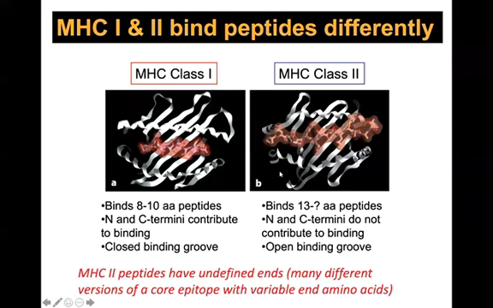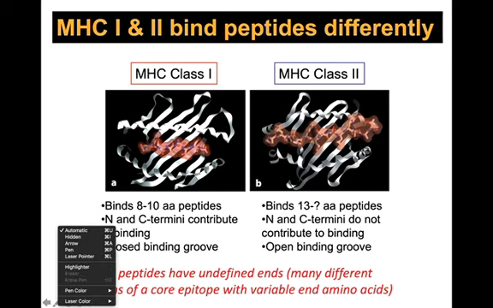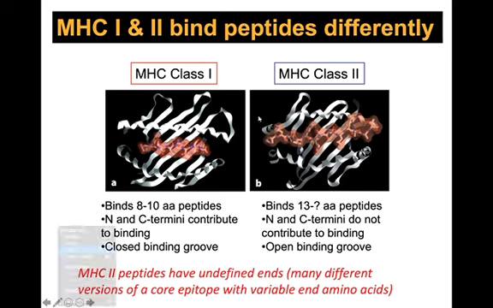Okay, and so because of that, MHC2 peptides typically have undefined ends, where it's just the core epitope that's important, and there can be quite long ends sticking out from the MHC binding groove. So this peptide could continue going on quite a ways. It's just the core epitope that's the part that's being presented on the MHC2.